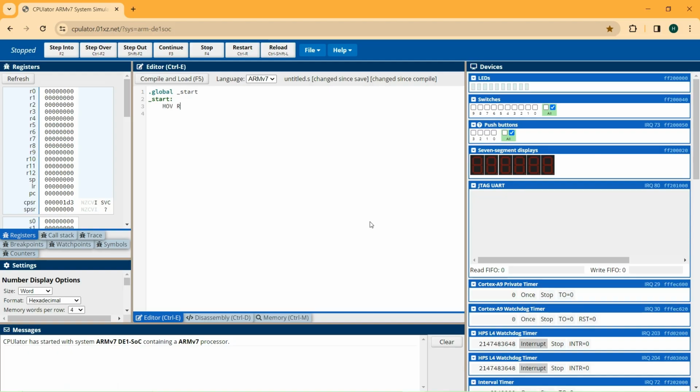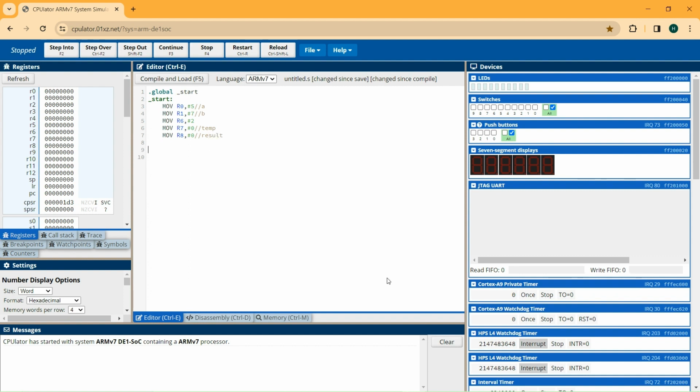In R0 I will store a, let it be 5. In R1 I will store b, let it be 7. In R6 I will store 2 to multiply by 2. In R7 I will store temporary results. It will initially be 0. And in R8 I will store the final result. It will also initially be 0.